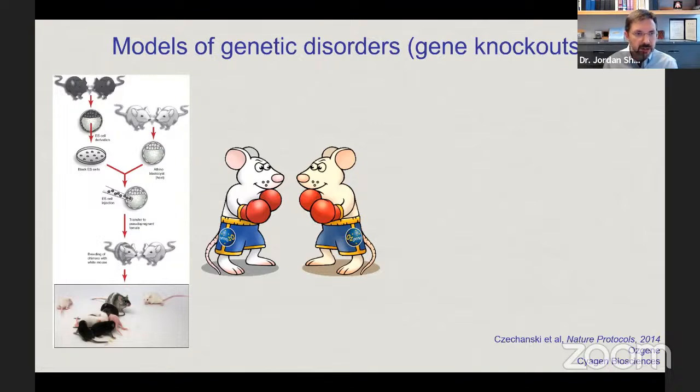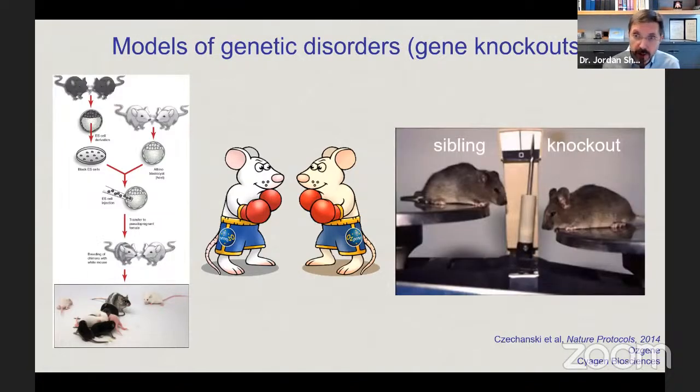You then take those cells and inject them into embryos. Often different colored mice are used, black mice here, white mice here, injected into embryos. You get these chimeric mice. You can see they're a mixture of black and white, and then they're mated to get black mice and white mice. And then these have the gene of interest knocked out. So for example, here you can see a sibling with its knockout pair, and you see the knockout weighs more than the sibling.